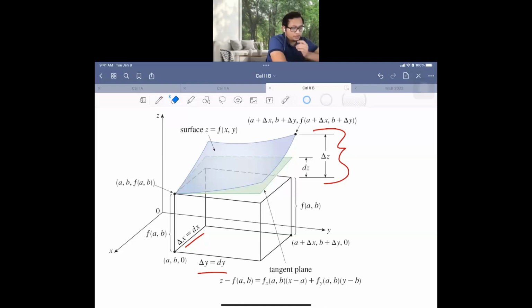Okay, I think we finished 14.4. I will let you know some of the examples. Let me give you an example for approximations, for linear approximation.